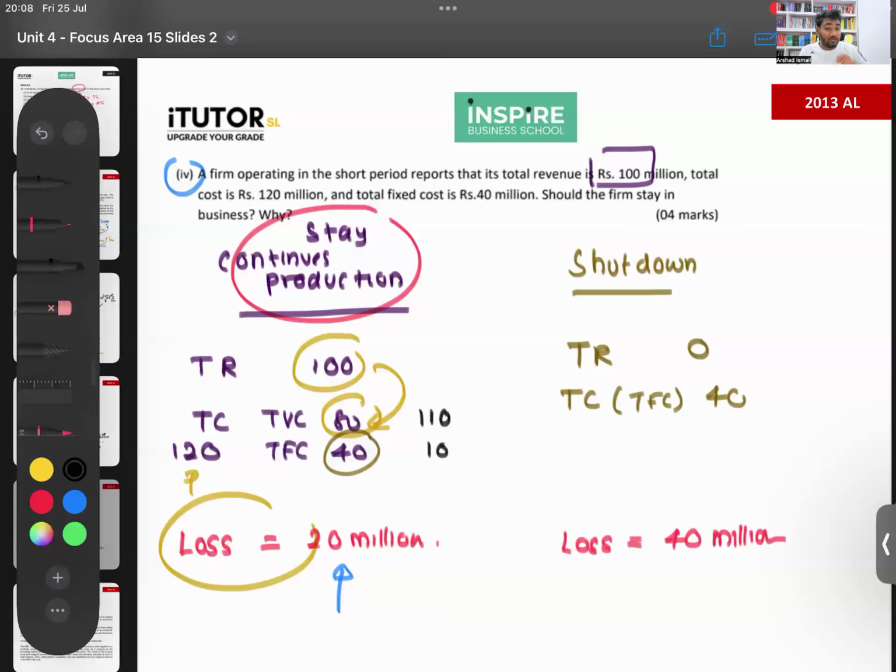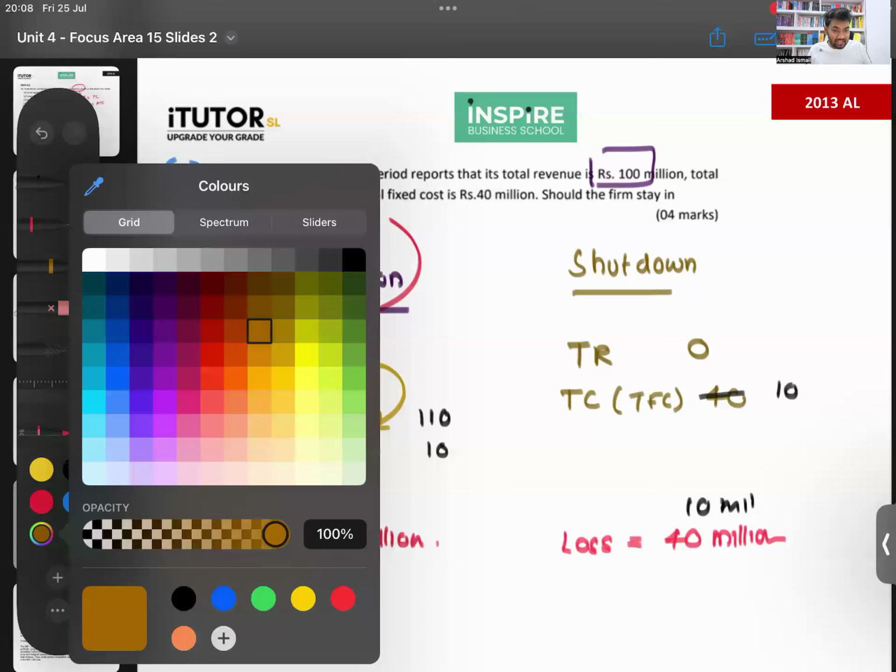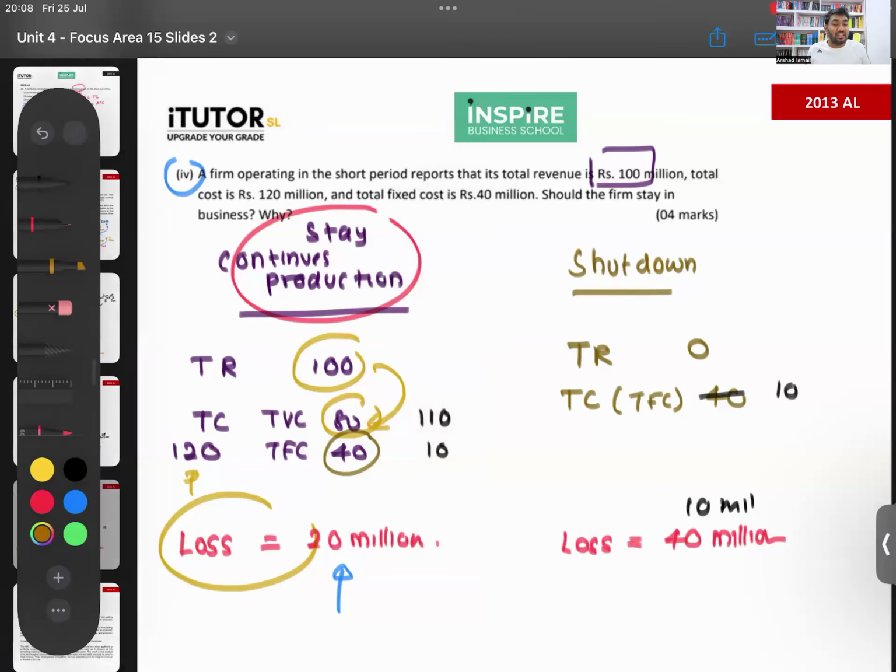But now if you shut down, how much is your loss? Now your total cost is not 40. Now if you shut down, your total cost is only the 10 fixed cost. So now you make a loss of only 10 million. Then what is better? Then shutting down is better. So see, in the new numbers I gave, you can't even cover your variable cost. Revenue is 100. Total variable cost is 110. So if you can't even cover your variable cost, shutting down is good.